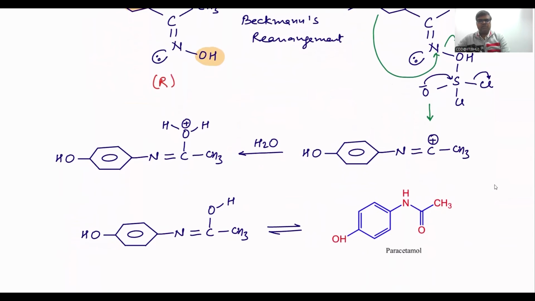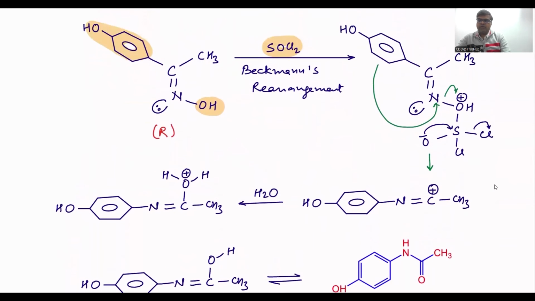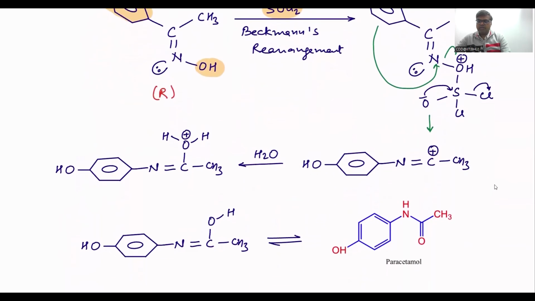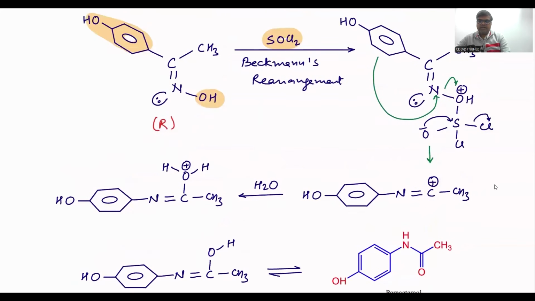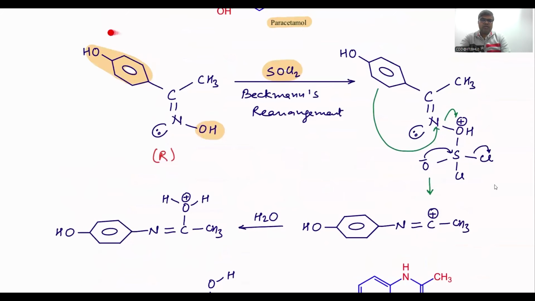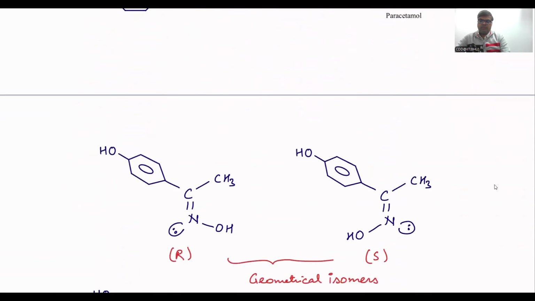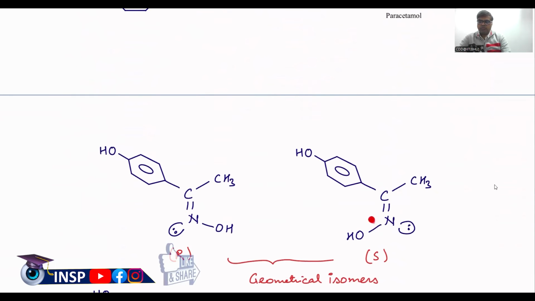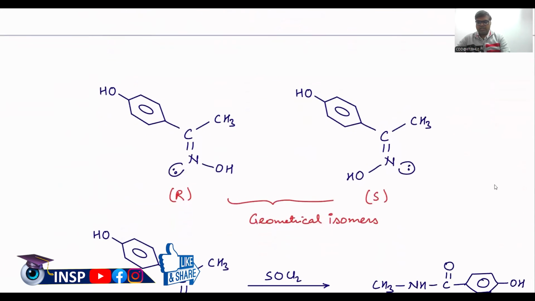So the steps are very simple, just like Beckmann's rearrangement earlier. The only thing is you have to notice that here the phenolic linkage is anti to the OH group. So that group has come up with the NH group. Since in paracetamol the NH group has the phenolic linkage, that's why in the structure of R we have taken this phenolic linkage in the anti position. Now you have to find S. Certainly it is the geometrical isomer, which we have replaced now. So in case of S, the CH3 is anti to the OH group. They are geometrical isomers, so R and S are easily predicted.